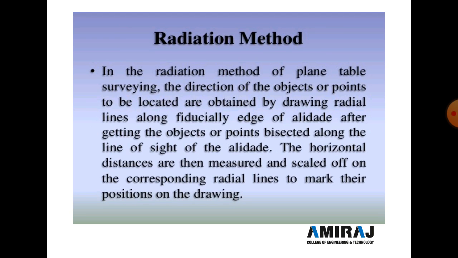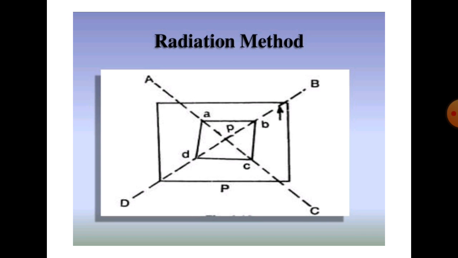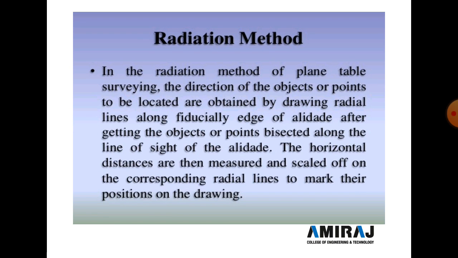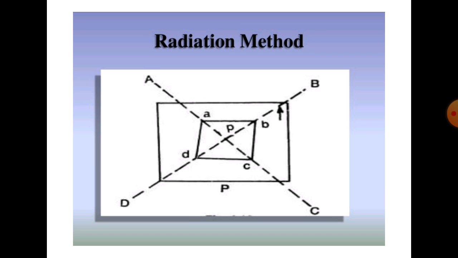So first we start with the radiation method. From the figure you will know exactly about the radiation method. In plane table surveying, the first method is the radiation method. In the radiation method, there are 4 main points marked on the ground: A, B, C and D.